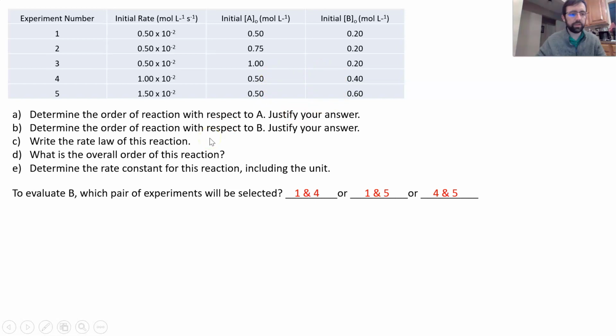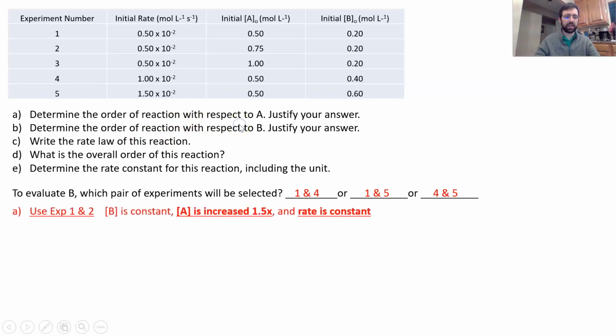B does change. We want to answer part A, determine the order of the reaction with respect to A and justify our answer. We're going to use experiments 1 and 2. B is constant. Concentration of A is increased by 1.5x. And the rate is constant. Okay, so I increased the concentration of A, the rate was constant. That tells me that rate is independent of A. The reaction has to be 0th order for A, because when I changed the concentration, it did not affect rate.